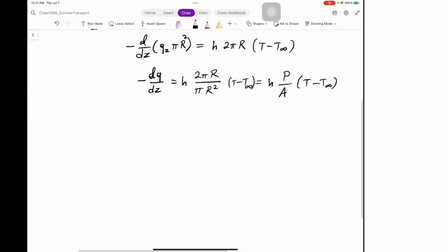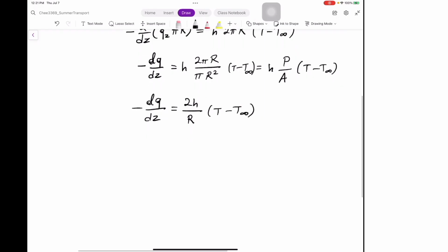But for our case, the perimeter divided by area is, as you can see, the pi's cancel, one of the r's cancels, and you get 2h over r, times T minus T infinity. Not solved yet because I need to get the temperatures.